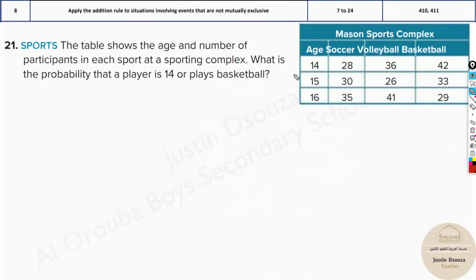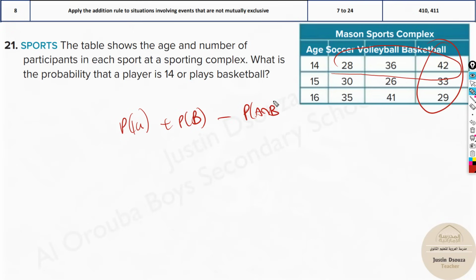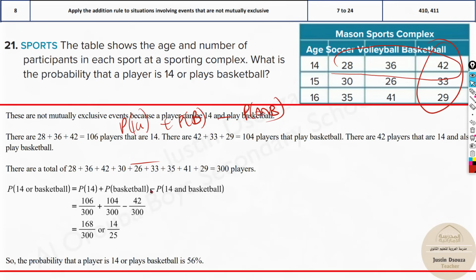Now here we have been told age 14, so these many players are there, and basketball is the last one, so these many. So all you need to do is probability of A, let's consider all the players who are 14 years old, plus probability of basketball players minus common A intersection B. So here 14 is basically add them all up and then divide by the total number. For finding the total number, you just add the entire table. Plus probability of B would be this all divided by the total number minus intersection. Intersection is only 42 because there are only 42 which are common. So that would be the answer. When you add this all up, 106 by 300, this all up, 104 by 300 minus 42 by 300.